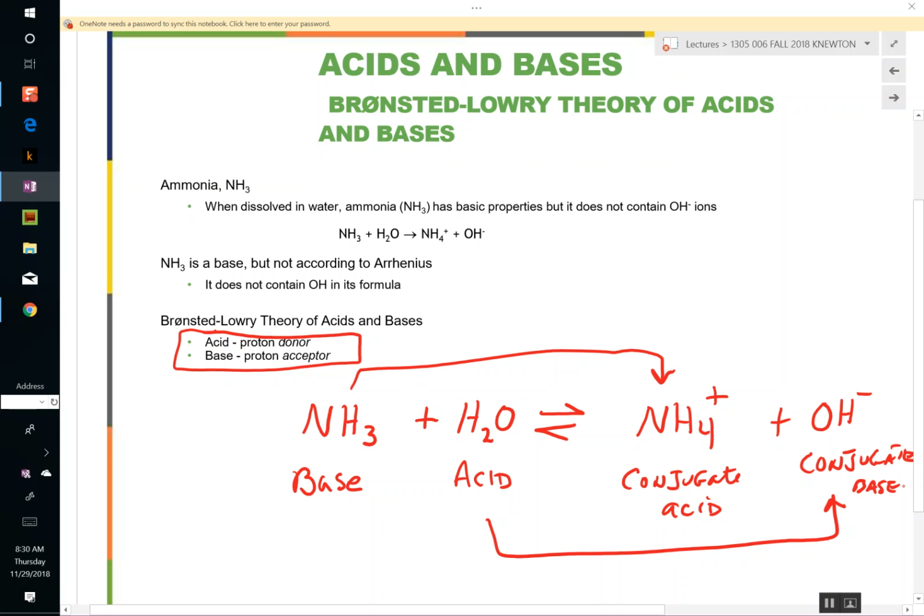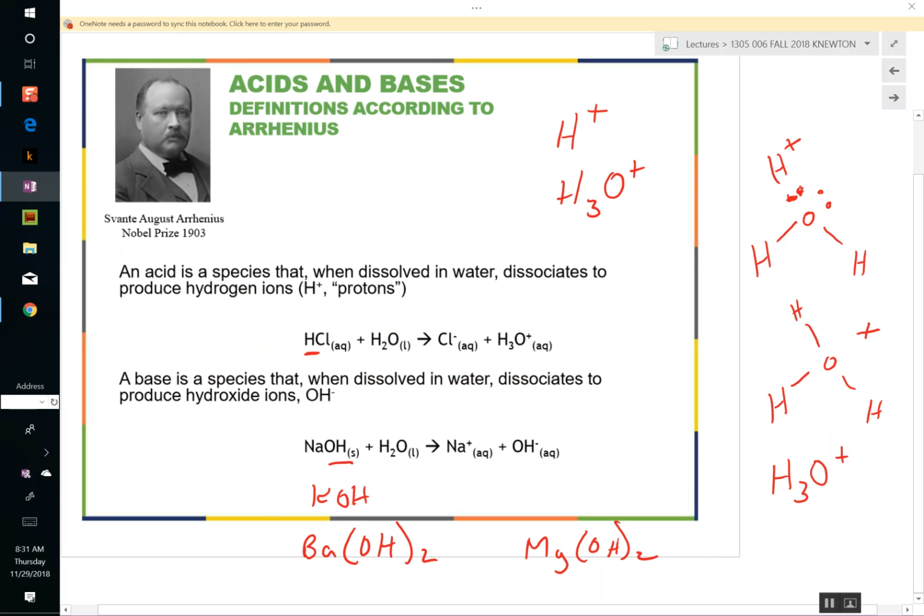Okay, now I'm going to go back to the first definition of acids and bases just for a second to show you that the Bronsted-Lowry definition is a broader definition, but it doesn't contradict the Arrhenius definition. It's not like these two are competing with each other. Bronsted-Lowry is just pressing the definition to be a little bit more useful, a little bit more general. So let's just look back here.